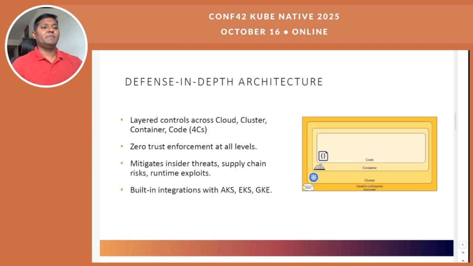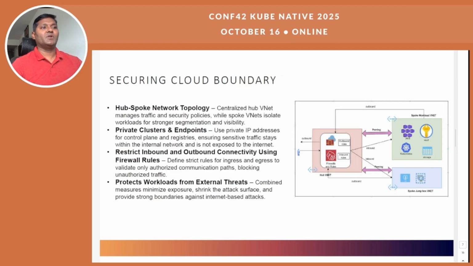Next, I will begin breaking down this architecture by layer, starting with how to secure the cloud boundary, which is the outermost layer in the 4Cs model. This section focuses on securing the cloud layer, the first C in the cloud native security model.